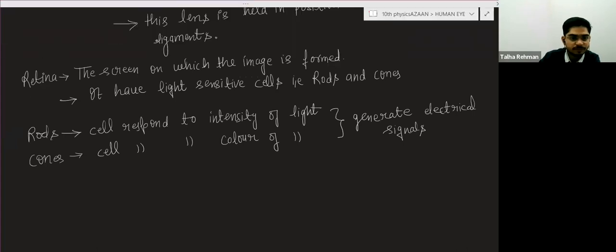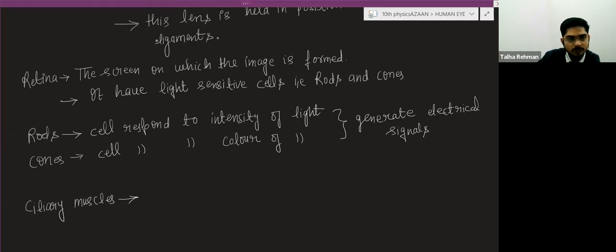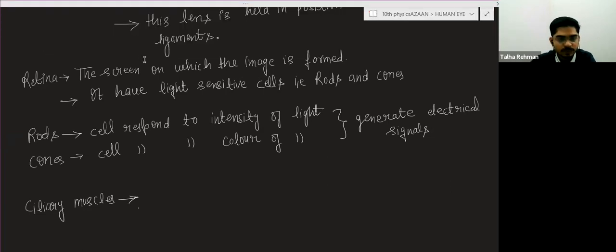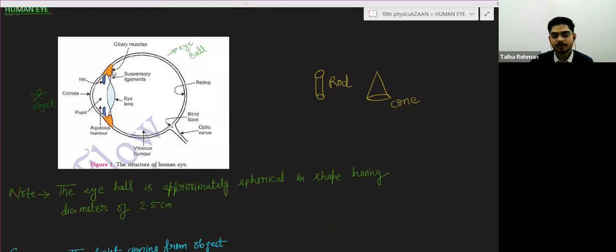Now there is one more thing, ciliary muscles. So ciliary muscles, you can see here. These are ciliary muscles. Basically, the function of the ciliary muscles is to change the shape and size of this eye lens. According to the action of the ciliary muscles, the shape of the lens changes. It becomes thick or thin.